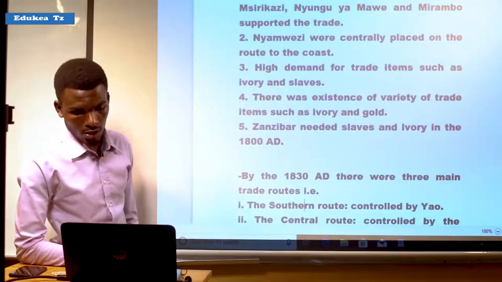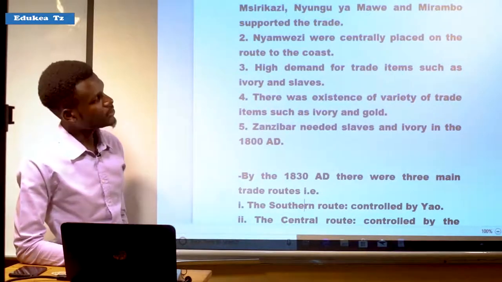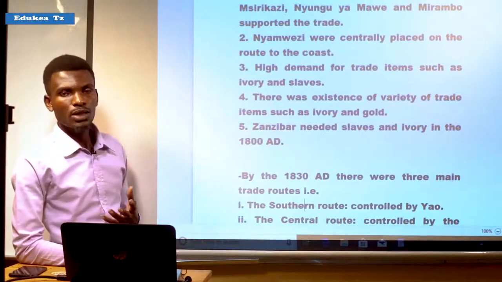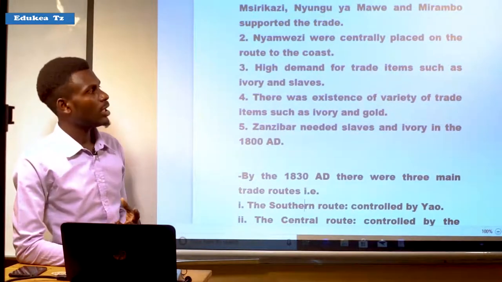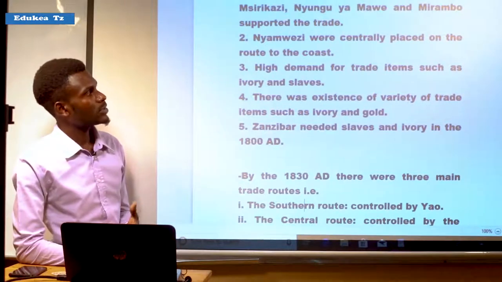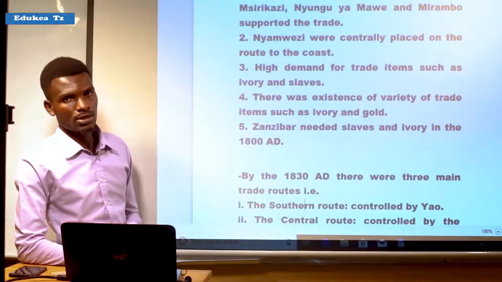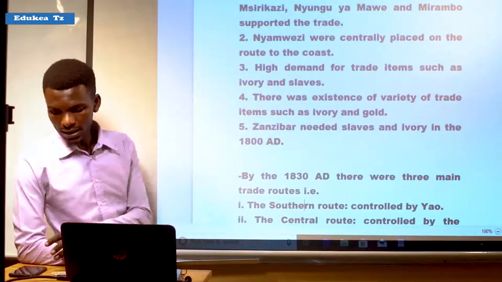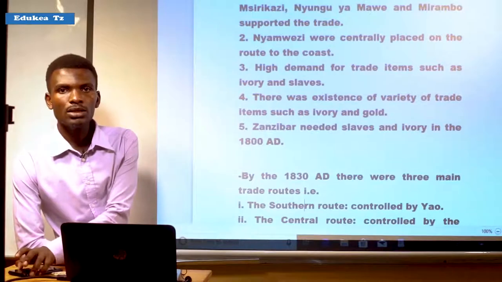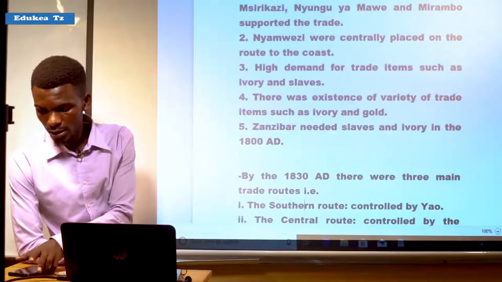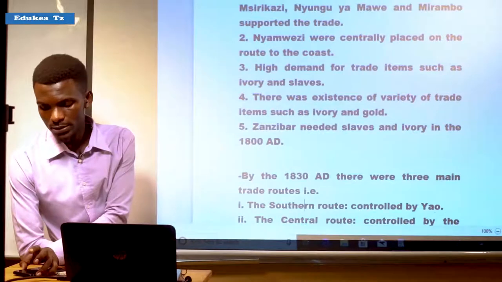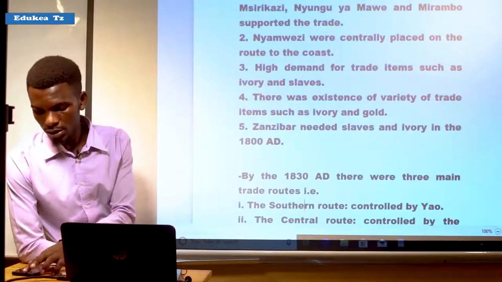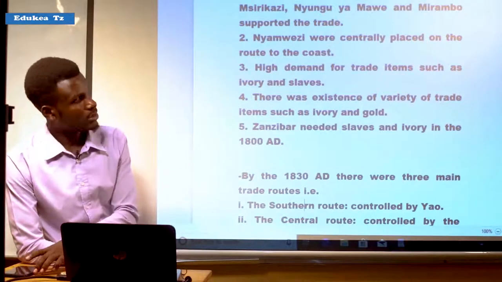It means that the Nyamwezi were centrally placed on the route to the coast. They were located at a central place toward the coast, so the different parts were linked during the long distance trade. So you can see how it was doing during that time period.